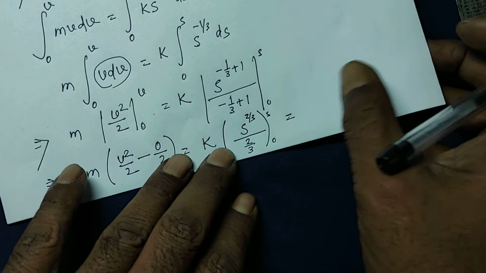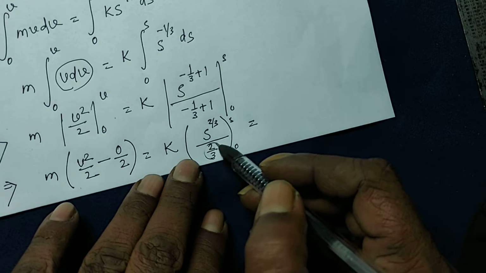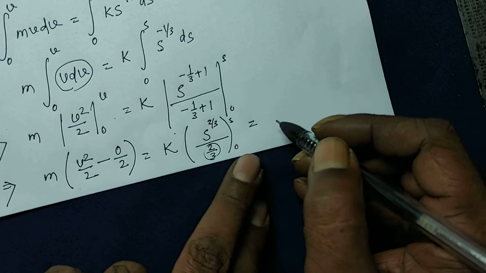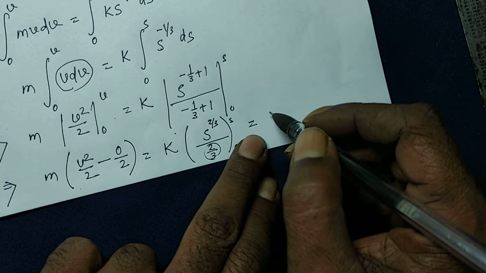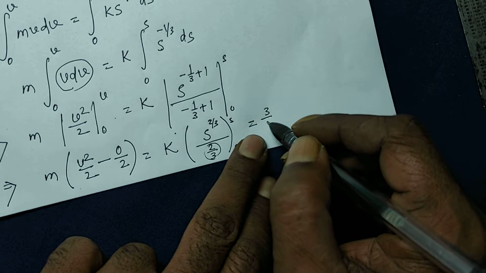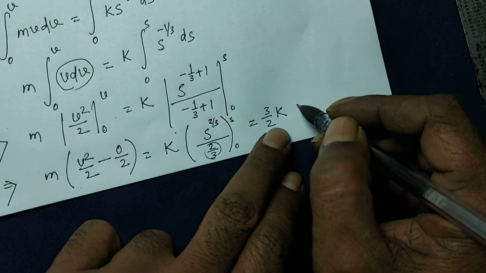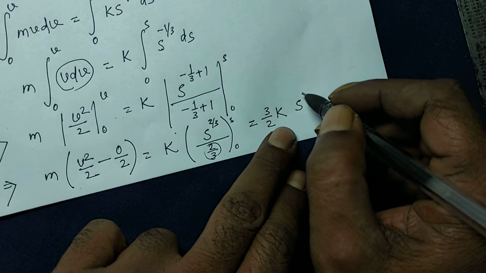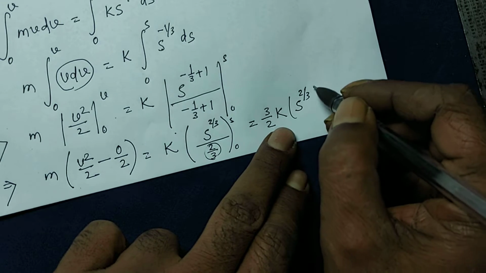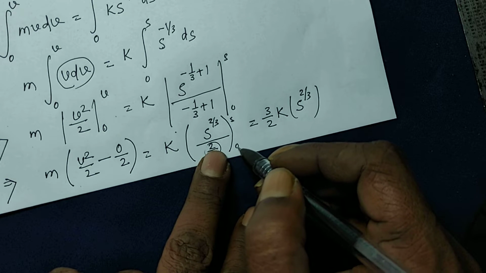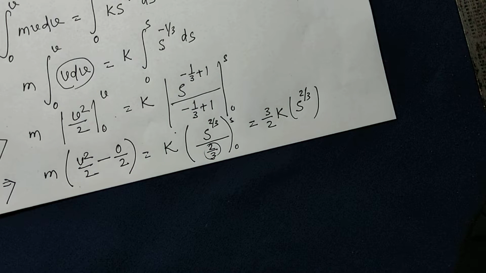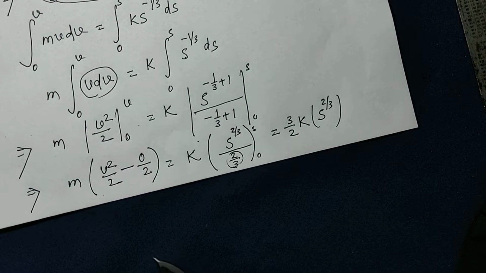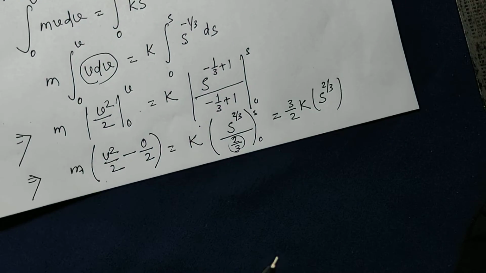So this will become 3 over 2. This 3 will come in the numerator and 2 will be still in the denominator. So 3 over 2 times k s to the power 2 over 3. If you put the limit, the lower limit part will contribute 0. Now let me rewrite this in the next page. So this becomes half mv square.